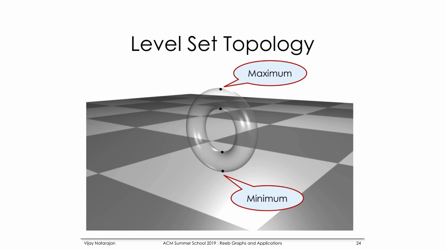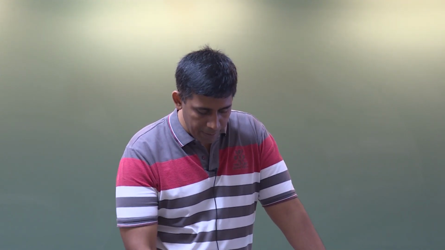Why is it called Reeb? Of course, the name is after the mathematician who defined it over 60 years ago now. Right? Fine. So with that definition, I think I will stop. We can study a little bit more about the properties of the Reeb graph after the break.